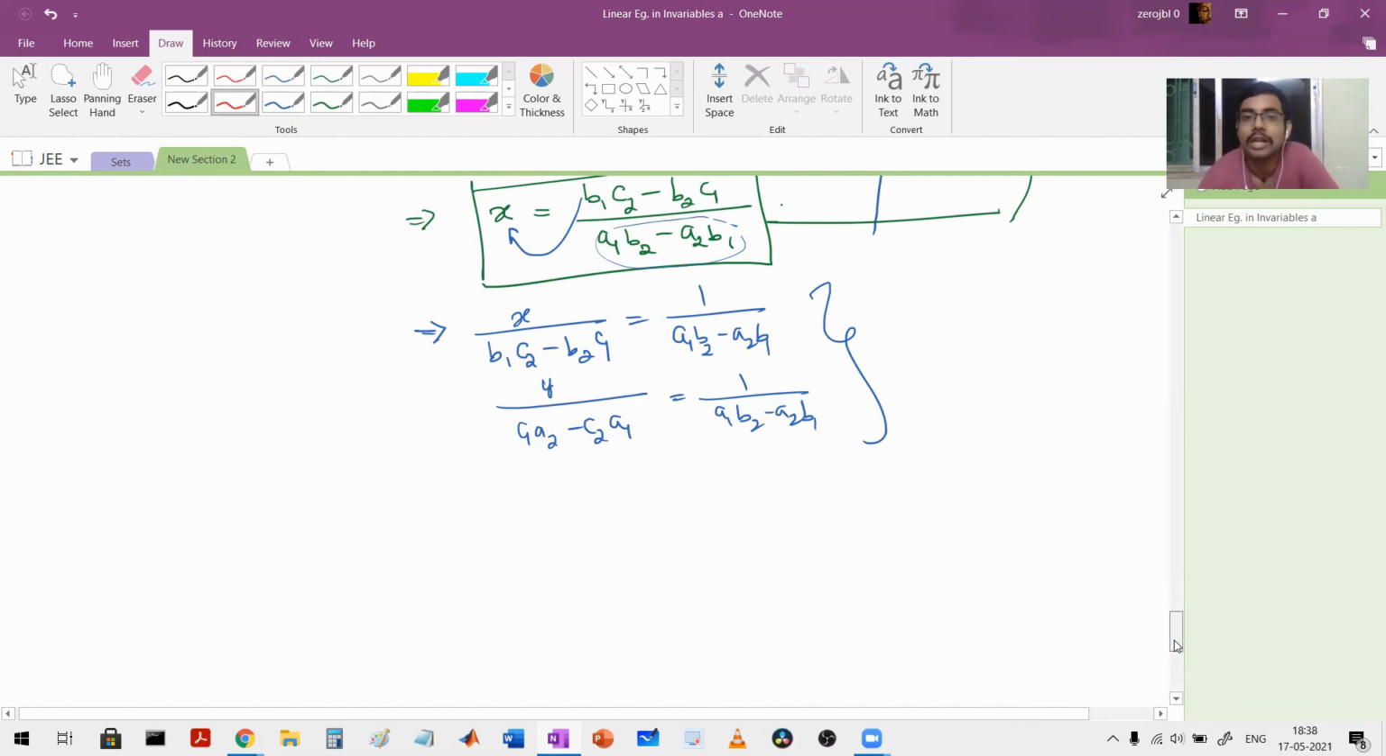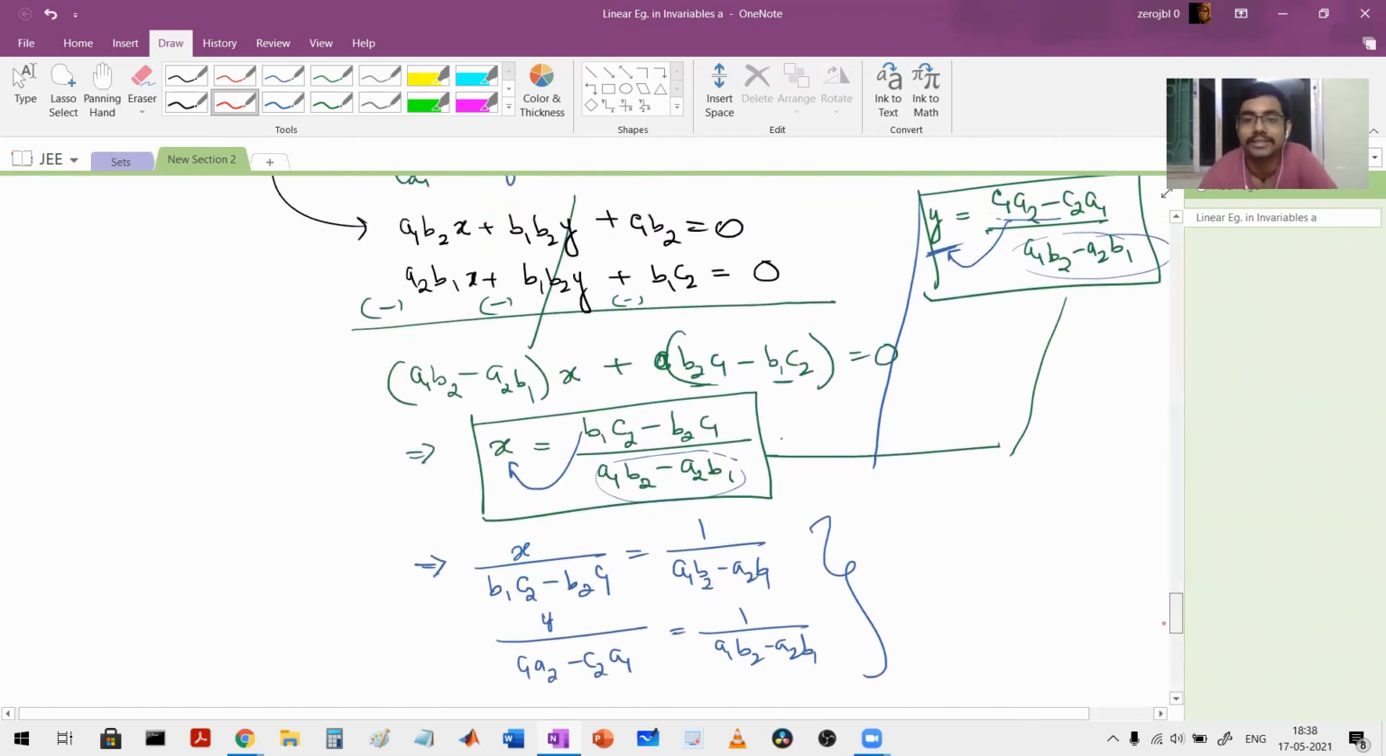I am just solving it. Why are you afraid? If I say x is equal to a by b, cannot I say x by a is equal to 1 by b? Cannot I say like this? This is what I'm doing here.